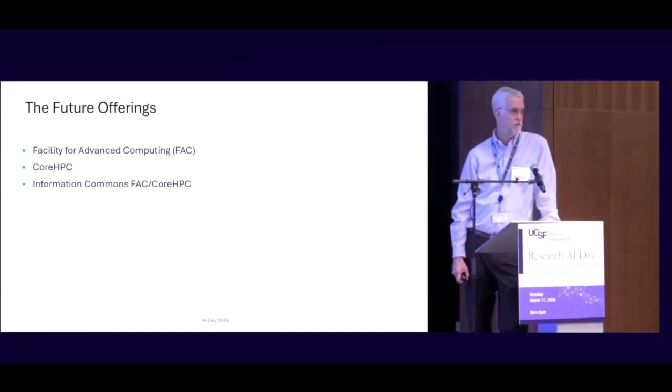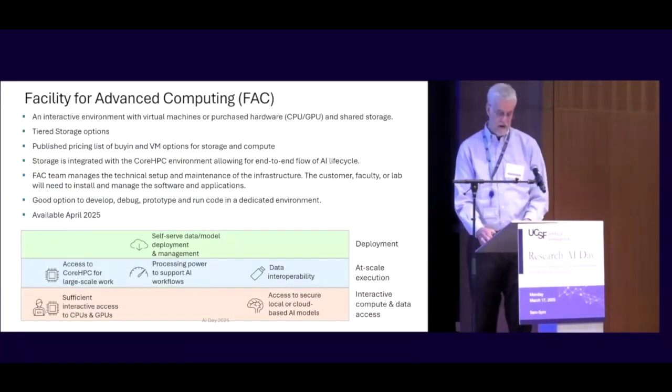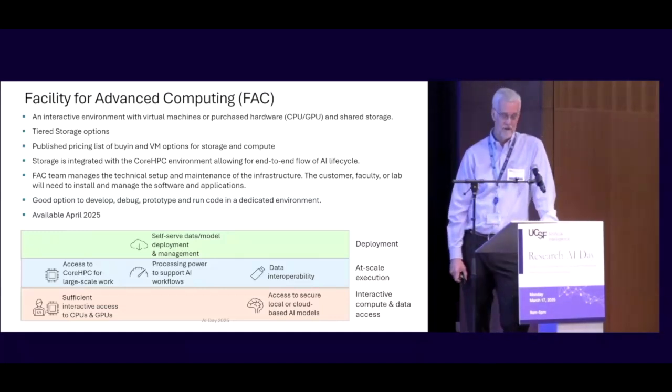So now on to the future offerings, which I'm really excited to talk about. A couple of these have been in the works for over a year, and you've probably heard about some of them already. I'm going to go through the FAC, or Facility for Advanced Computing, Core HPC, and then Information Commons FAC and Core HPC. So first of all, the Facility for Advanced Computing. It's actually going to be available in a few weeks, so early April.